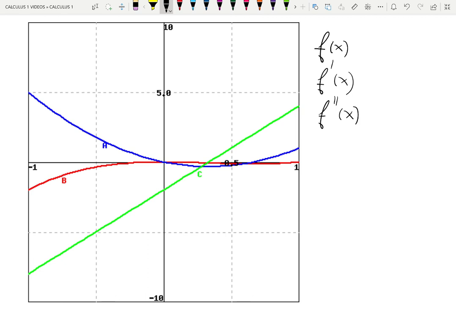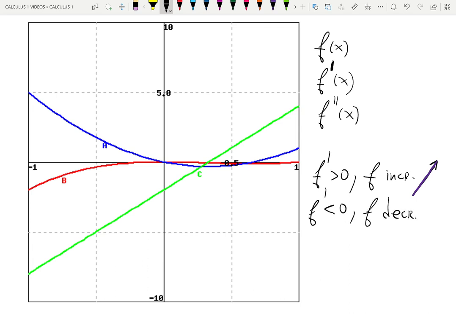I know that when the derivative is positive, the original function is increasing. Increasing means going up. The tangent line has a positive slope, right? Imagine if you're hiking a mountain, that means you're hiking up, so it gets hard to hike. If the derivative is negative, the original function is decreasing. The slope is negative. So now you're hiking downhill, right? So it gets easy to hike.